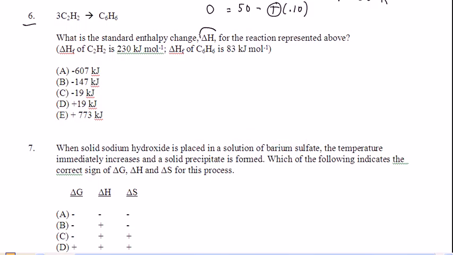What is the standard enthalpy delta H for the reaction represented above? Here's this reaction. I'm looking for key symbols immediately, and there I see it. Formation. Immediately, I write out my equation. Sum of the products minus the sum of the reactants.